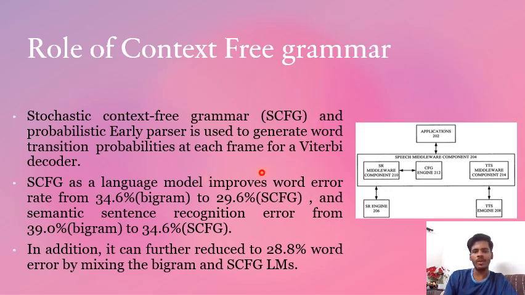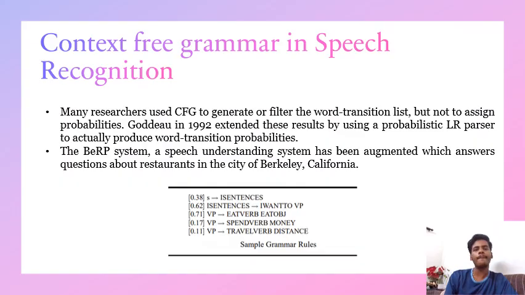SCFG as a language model improves word error rate from 34.6 to 29.6 and semantic sentence recognition error from 39 to 34.6%. In addition to the same, it can further reduce it to 28.8 word error by mixing the bigram and SCFG elements. A number of researchers have proposed ways to use natural language.